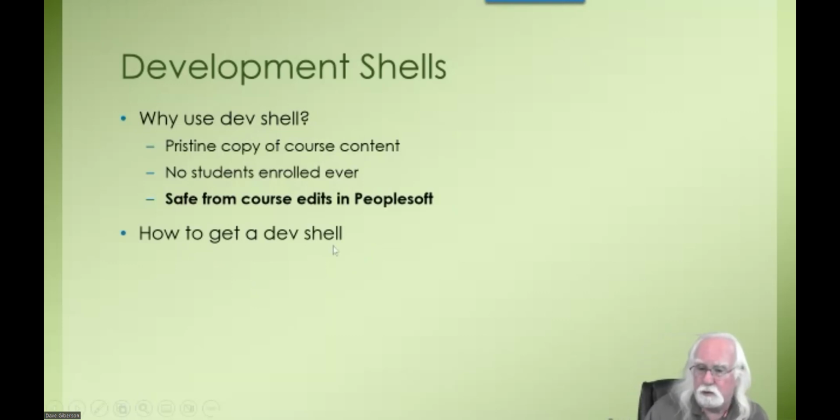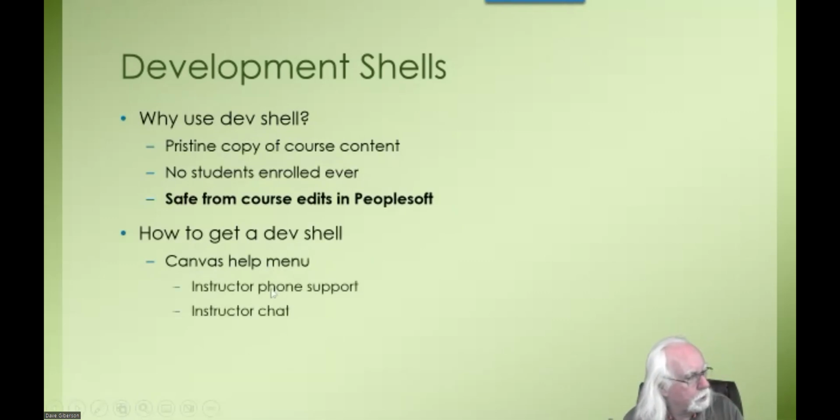So how do you get a development shell? Well, all you have to do is ask for it. You go to the Canvas help menu. You either use the phone support system or the instructor support chat that we saw a little while ago. And you say, I want a development shell. They'll verify that you're an instructor at the SDCCD, probably ask you for your ID number. And then they'll say, okay, what do you want a development shell for? Say, I want one for English 101. And they'll make you a blank development shell for English 101 while you're on the line. This doesn't take long at all.